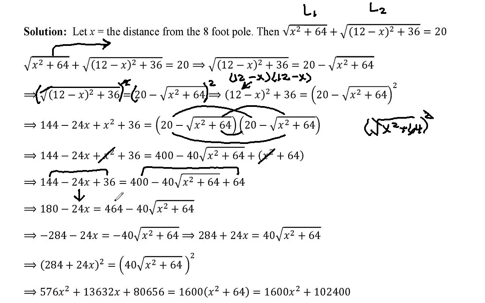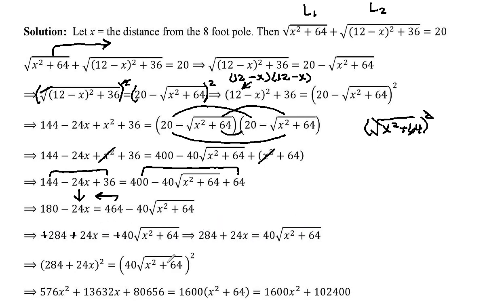Now the 464, we're going to bring that over on the left hand side as a negative. So 180 minus 464, that's negative 284. And then the negative 40 root x squared plus 64 is all by itself here on the right hand side. Now what I did to get from here to here is I multiplied both sides by -1. So multiply this left-hand side by -1, it changes both those signs. Multiply the right-hand side by -1, it changes that sign. That's what this is.